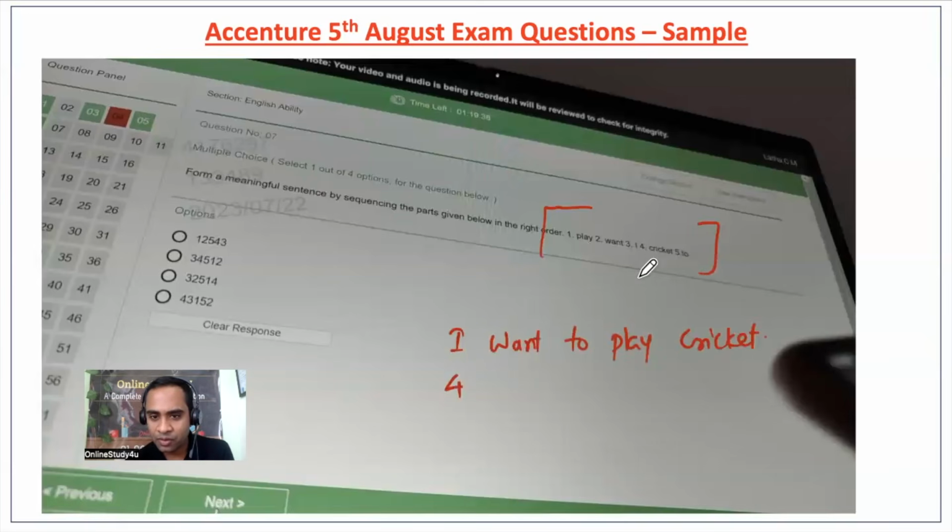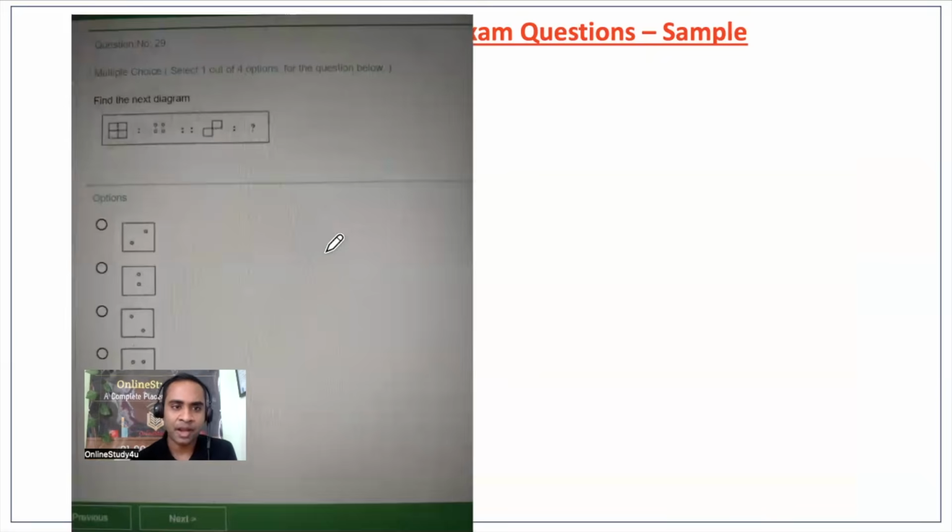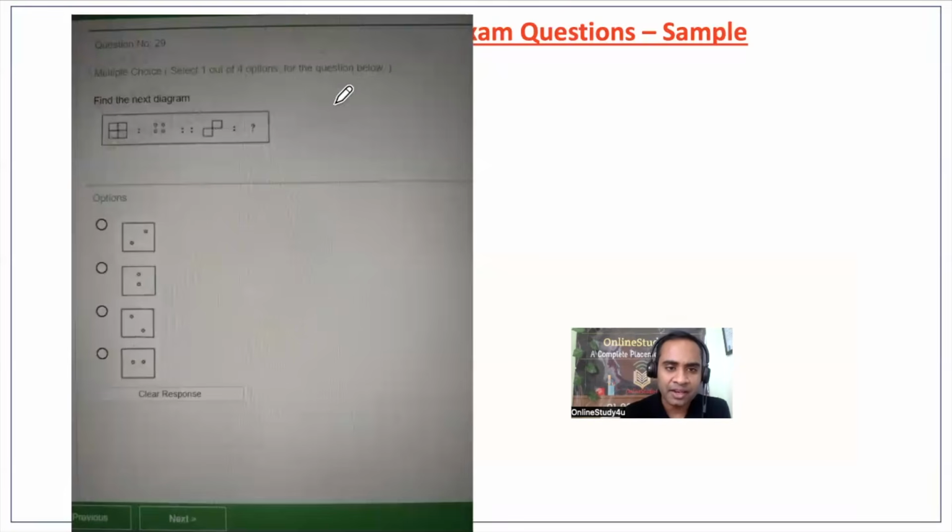Okay. So I is 3. Want is 2, and to is 5, and play is 1, and cricket is 4. So 32514. Option C will become the correct answer. Okay. Now next question is find the next diagram.